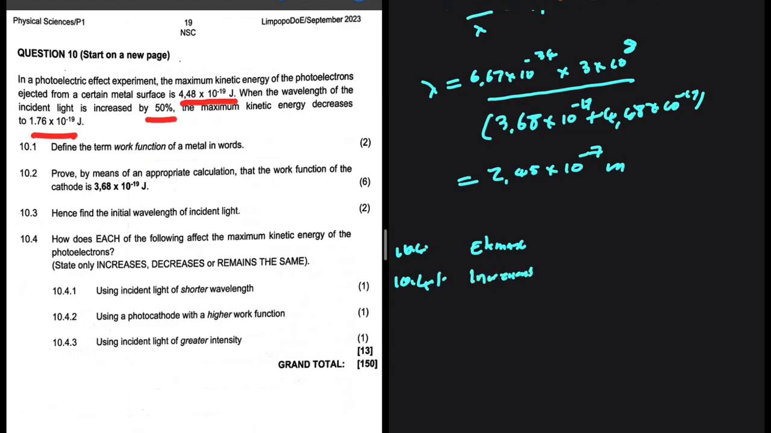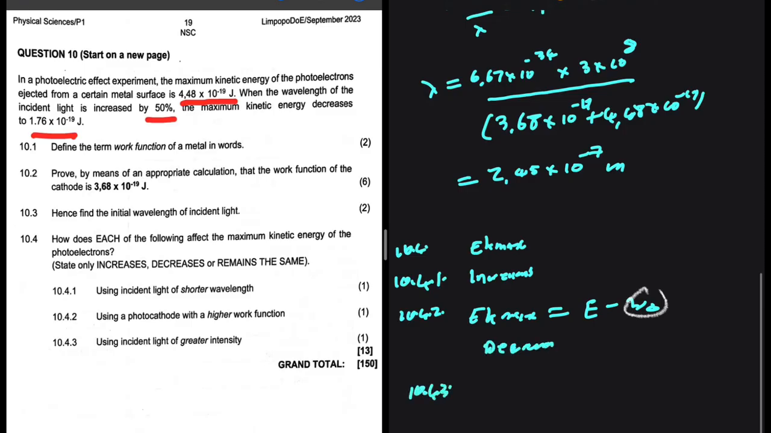Let's look at 10.4.2, using a cathode with a higher work function. Well, EK max, if you rearrange one of the equations we have, you will get E minus the work function. So using a photocathode with a higher work function will decrease EK max. So the answer to 10.4.2 is decreases.